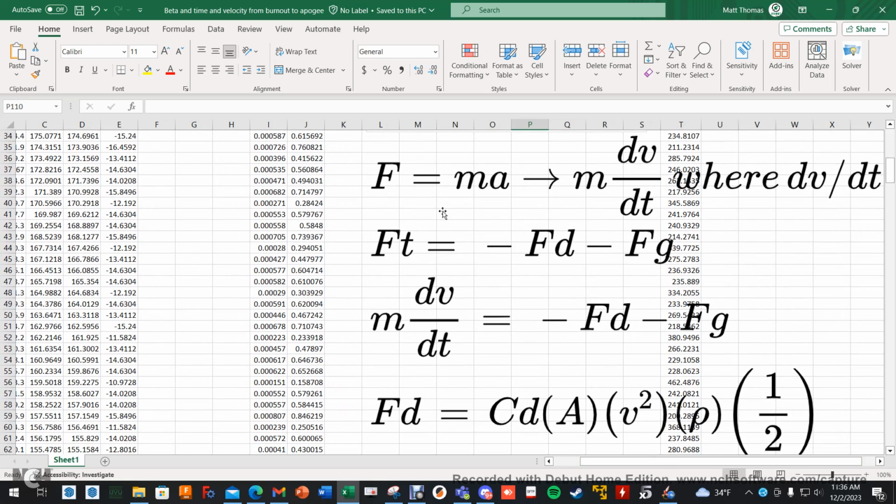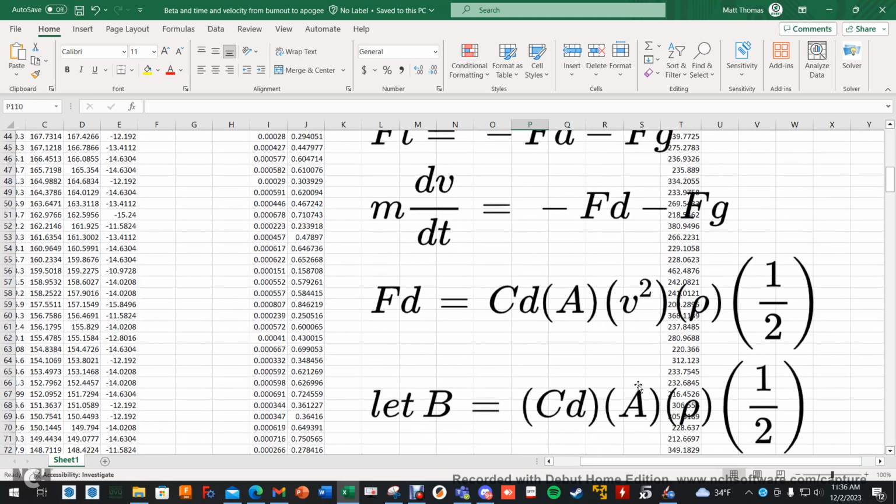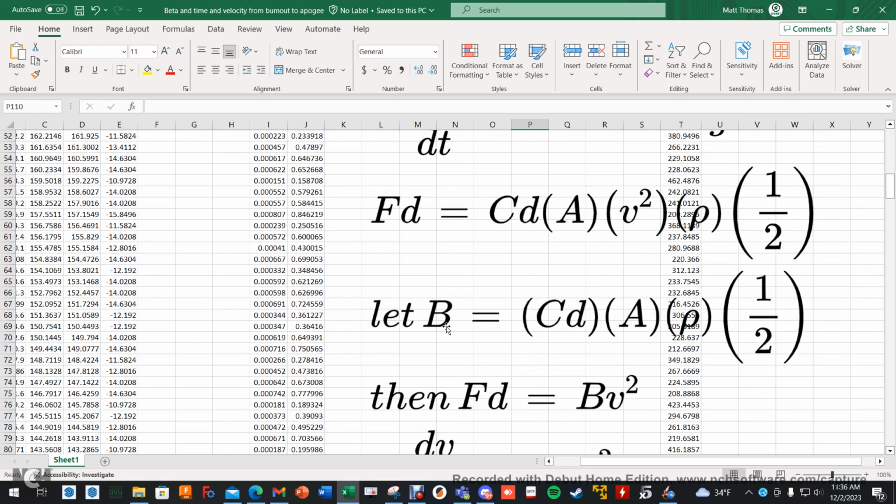We know that force is equal to mass times acceleration, and acceleration is a change of velocity over a change of time. Total force is equal to our negative drag force and our negative force of gravity. Substitute everything in right here, and then we look at this drag force, and we're going to say, okay, force of drag is equal to all of this. We should be familiar with this. But we're going to let this b value that we call beta equal all these variables and constants. We just want to simplify it.